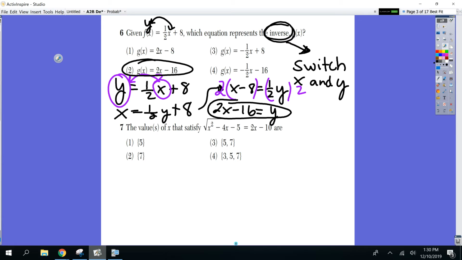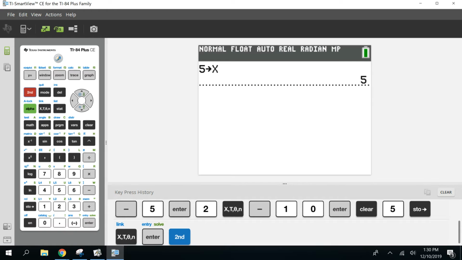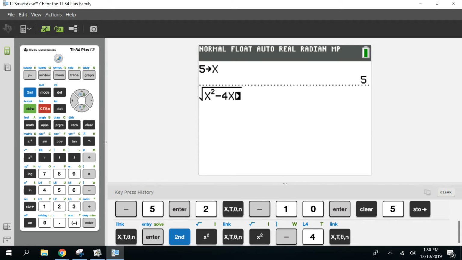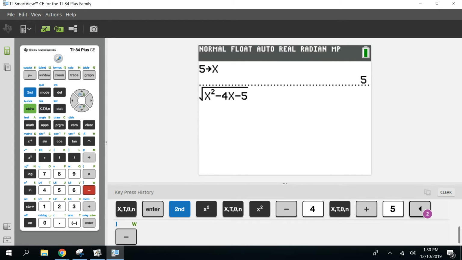The left side anyway. What's the left side say? Square root. Everyone know where their square root button is. What's underneath the square root? X squared minus 4x plus 5. Minus 5, thank you. Okay, that gives me an answer of 0, right?